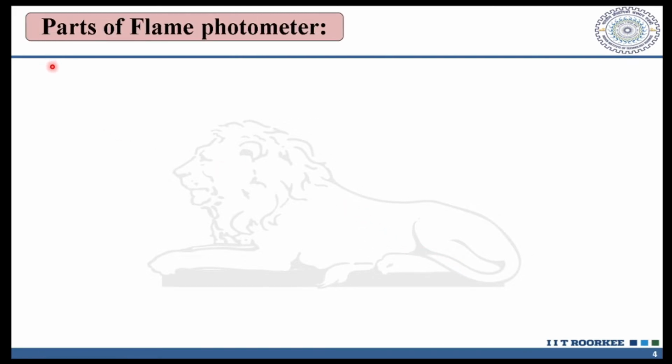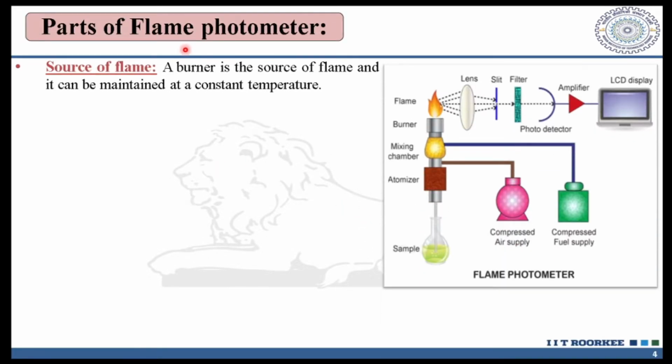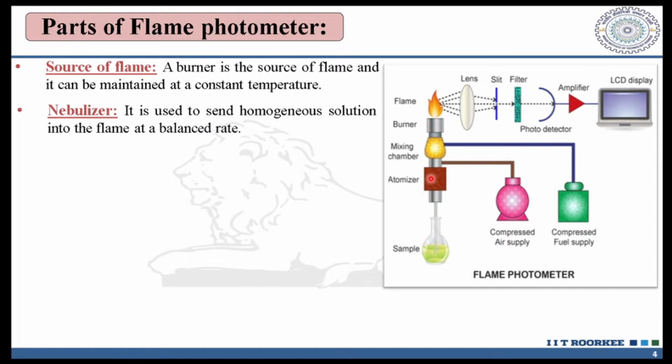First we will understand different parts of flame photometer. First is source of flame. A burner is a source of flame that is within the instrument needed for temperature control and to heat up the solution. Second is nebulizer. It is used to send homogeneous solution into the flame at a steady rate.